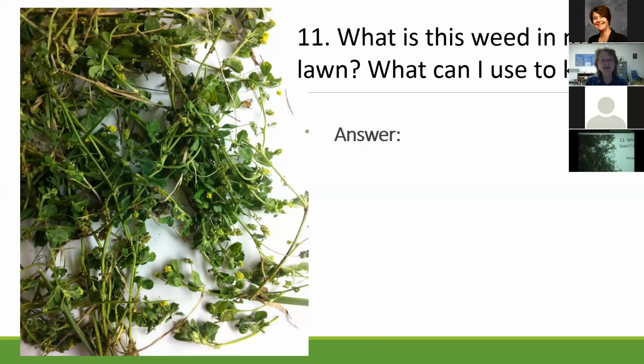But this is black medic. It tends to grow on lawns that are compacted. So if you want to control it, we usually control it with the post-emergence herbicides. You can apply it either early in the spring when you first start seeing it, or you can apply it in the fall.